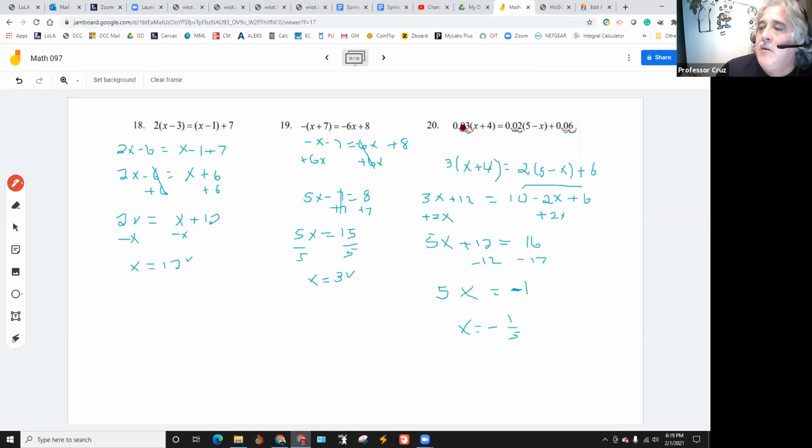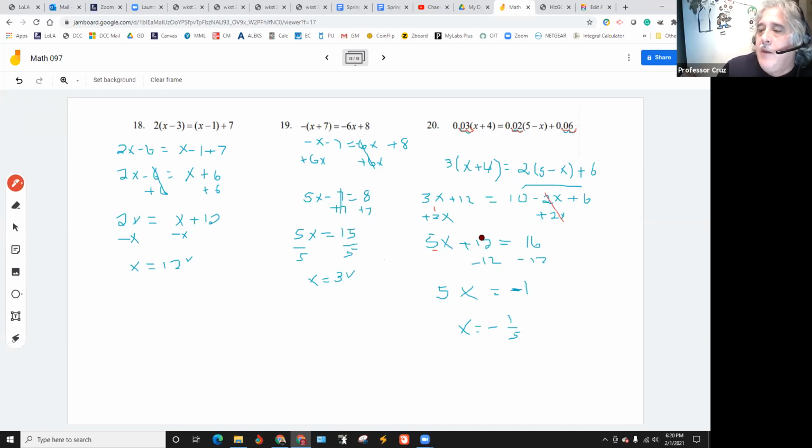All right, so now when we do that, we've got a 3 times x plus 4, and we got a 2 times 5 minus x plus the 6. Now we're back to dealing with all these whole number things. It's going to be a little bit easier to do. 3 times x is 3x. 3 times 4 is 12. 2 times 5 is 10. 2 times negative x is negative 2x. Bring down the 6. Now 10 and 6 is 16. And then subtracting 2x, so that means I've got 5x.